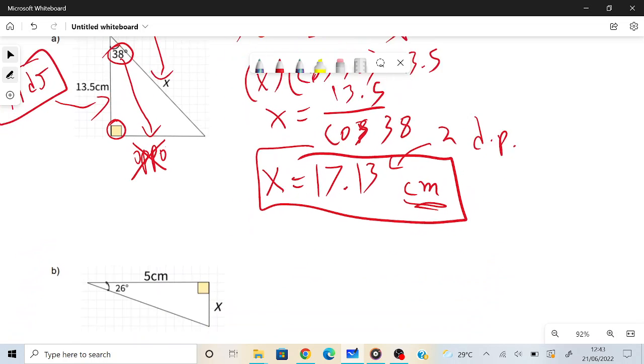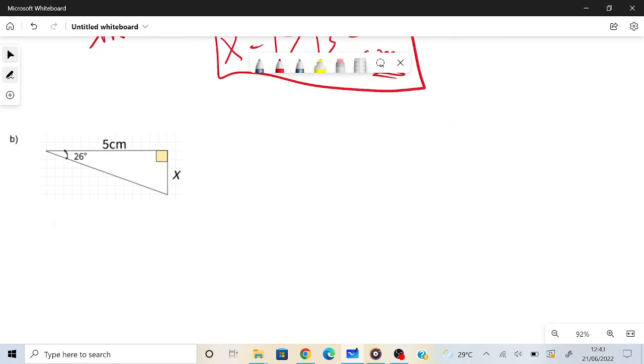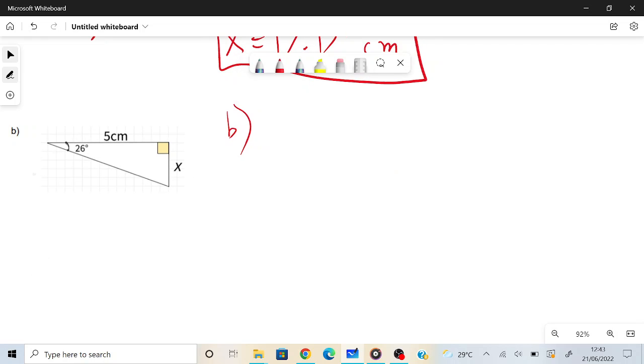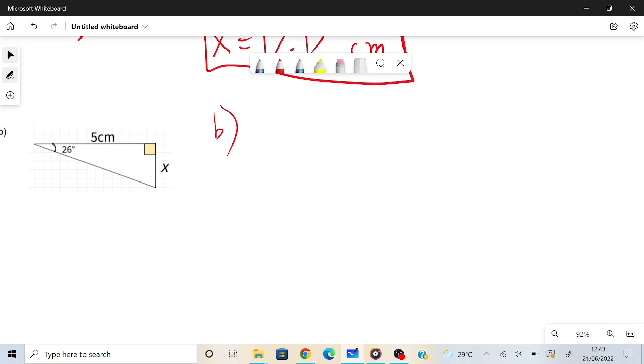Moving on to the next example. Example B. Again, let's bisect this first. We know that this side over here is the hypotenuse. Again, it's the longest side visibly, and it's also not touching the right angle. Now, we've been given this angle over here, so the one opposite to this is x, so this is our opposite. And then this remains, which means this is our adjacent.